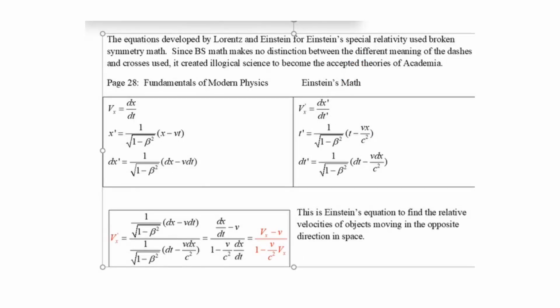The equations developed by Lorentz and Einstein for Einstein's special relativity used broken symmetry math. Since BS math makes no distinction between the different meanings of the dash and crosses used, it created illogical science to become the accepted theories of academia. From Fundamentals of Modern Physics, this is Einstein's equation to find the relative velocity of objects moving in opposite directions in space.